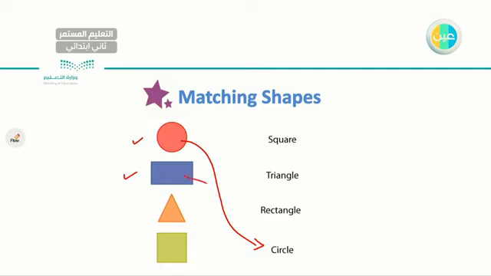Rectangle. So read it with me, please. Rectangle. One more time. Rectangle. One last time. Rectangle. Very good. Let's go to the next one. The next one I have is triangle.